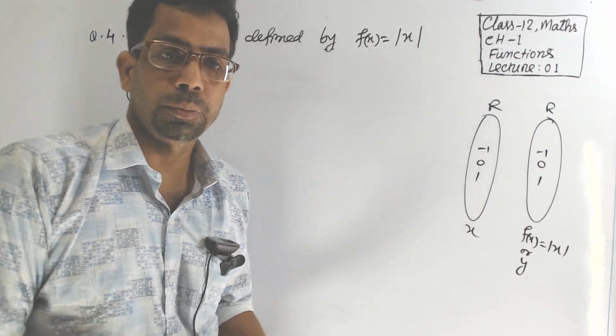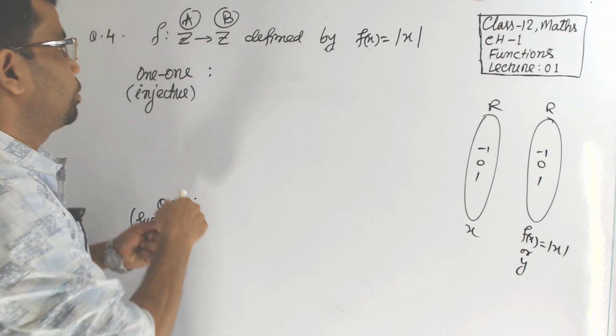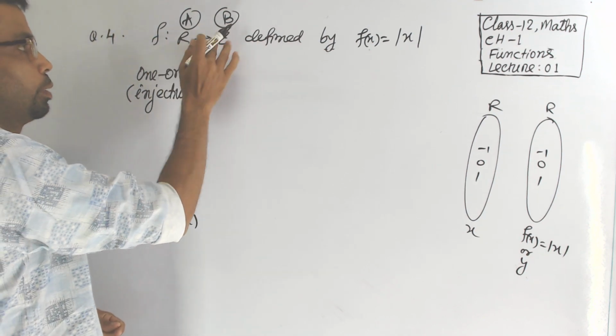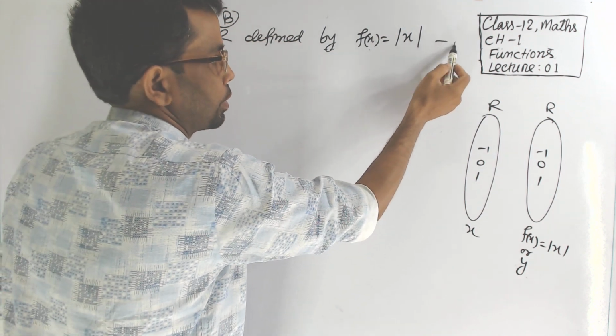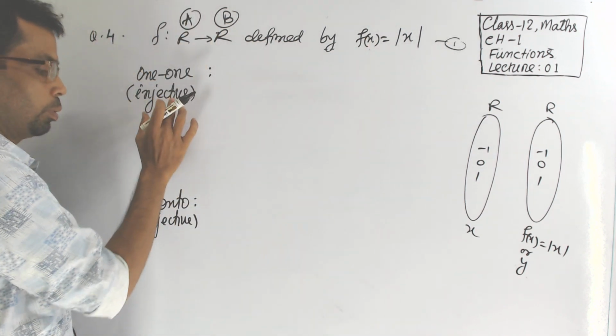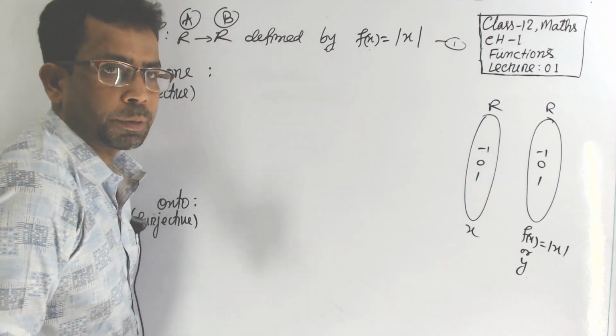The next question: I have taken a function from Z to Z, or I can write from real numbers to real numbers. f(x) is equal to modulus of x, and I'll check for 1-1 and onto. This 1-1 we can explain with an example.